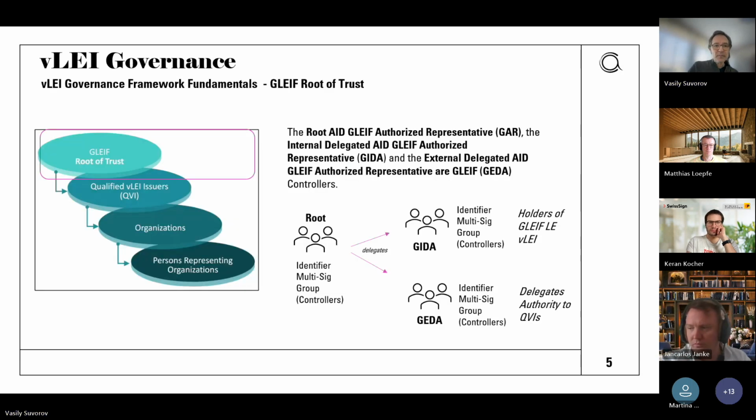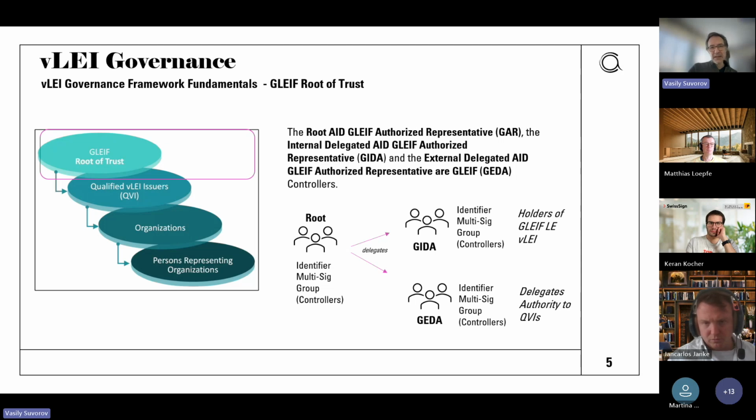So how does this work? How can we ensure that this mapping actually works? First of all, the foundation for the whole thing is the GLEIF root of trust. The way that works is it's a multi-sig group, and we will take a look at what these multiple signatures or multi-sig groups look like. It's actually not fancy crypto. It's a very straightforward approach. So you basically have a group of GLEIF authorized representatives, or GAR. That's one acronym we need to get used to.